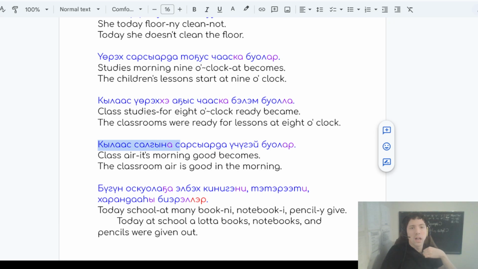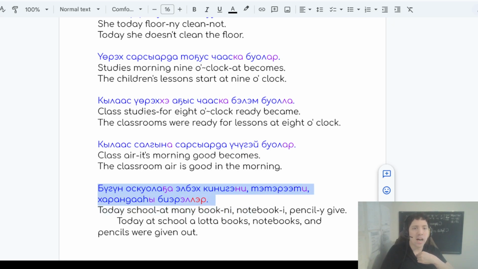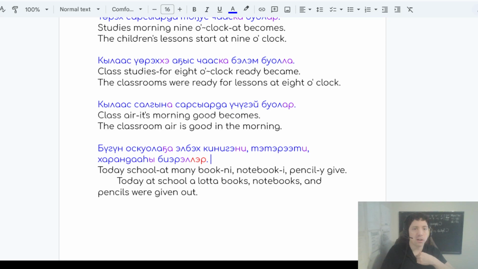Kalas salgada sarsarda uchuge boalar. The classroom air is good in the morning. Bugün askualaga elbek kinigedi tetreti haradahı bireller. So we have a lot of accusative case in there, a lot of direct object marking. Today at school, a lot of books, notebooks, and pencils were given out. And Sakha literally said gave.